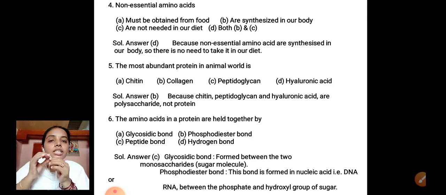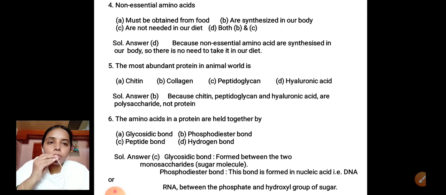Option correct is D. So the most abundant protein in the animal world. The given options are chitin, collagen, peptidoglycan and hyaluronic acid. In that, the protein that is most abundant in the animal world is collagen. So the correct option for this is B. Whereas chitin, peptidoglycan and hyaluronic acid are not proteins, they are polysaccharides.